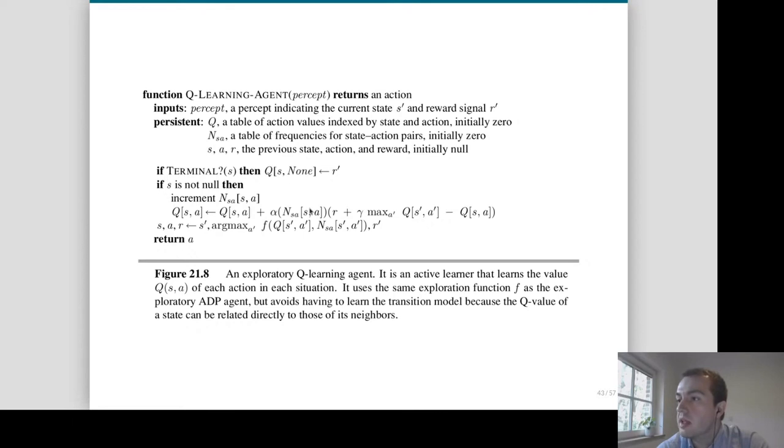Because if it's the case that alpha is a function that increases with the number of times a state has been visited, it does not ensure convergence. Yeah, you would be right. Yeah. Okay, thank you.